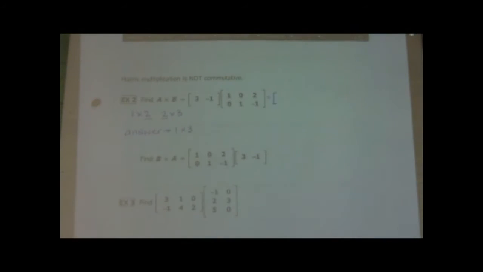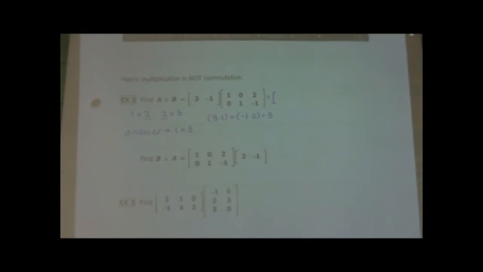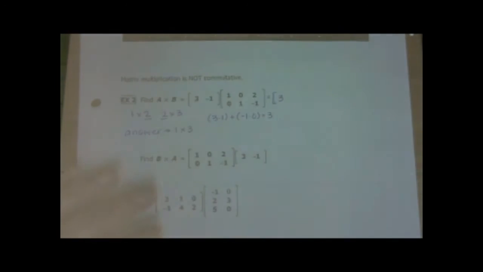So I'm going to go over here and I'm going to start my answer. So first of all, my calculation for this is 3 times 1 plus negative 1 times 0. And I think in my head that equals 3. So stop me if I have miscalculated. So that's my first answer. I'm going to do it with the second row now. So I've got 3 times 0 plus negative 1 times 1, which just gives me negative 1.